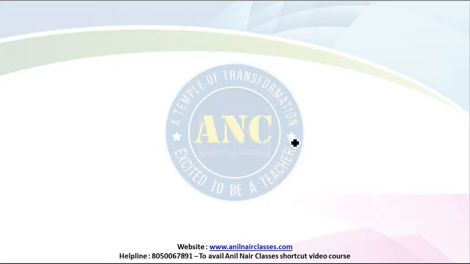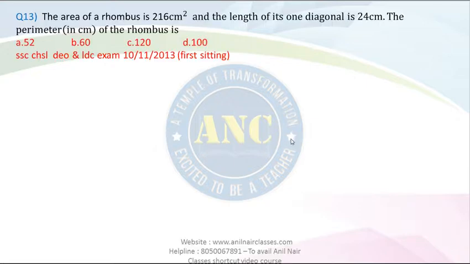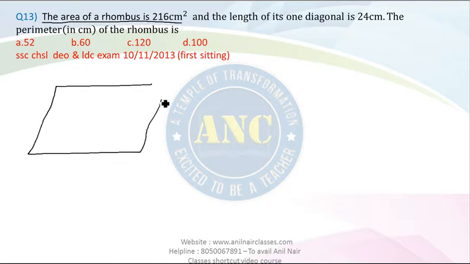Please follow my instructions, whatever I have told in my previous problem, and tell me the answer for this question faster. Instead of giving the perimeter, in this question the area is given. Now let us understand. First of all, it's a question on rhombus. Let me draw the diagram.